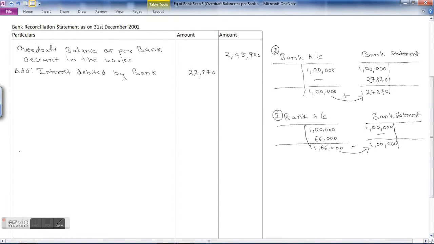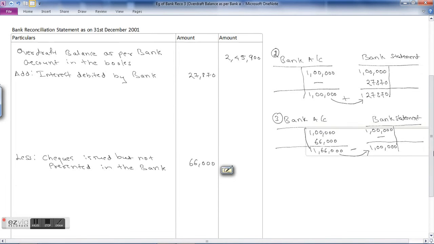So here I'll put it as less: checks issued but not presented in the bank. Okay, and the amount is how much? 66,000.